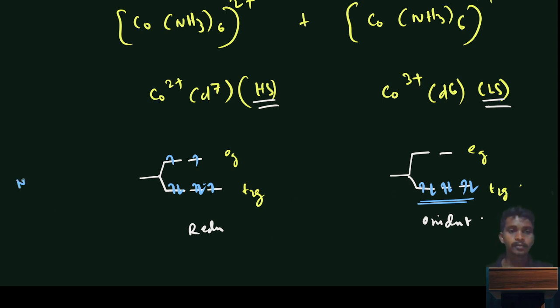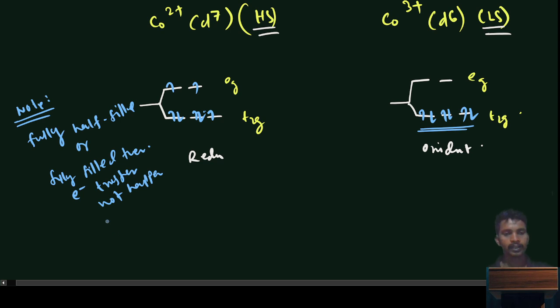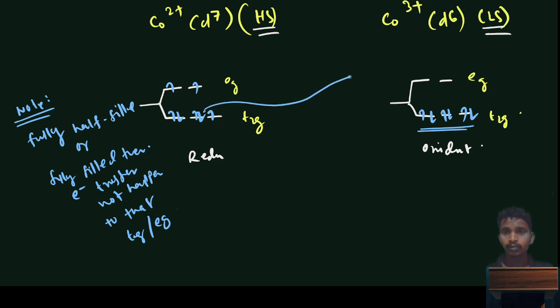Here there is no vacancy, fully half filled or fully filled, then electron transfer will not happen to that T2G or EG. Okay, so here T2G is fully filled, so here it will not happen. So I will do the transfer to EG.